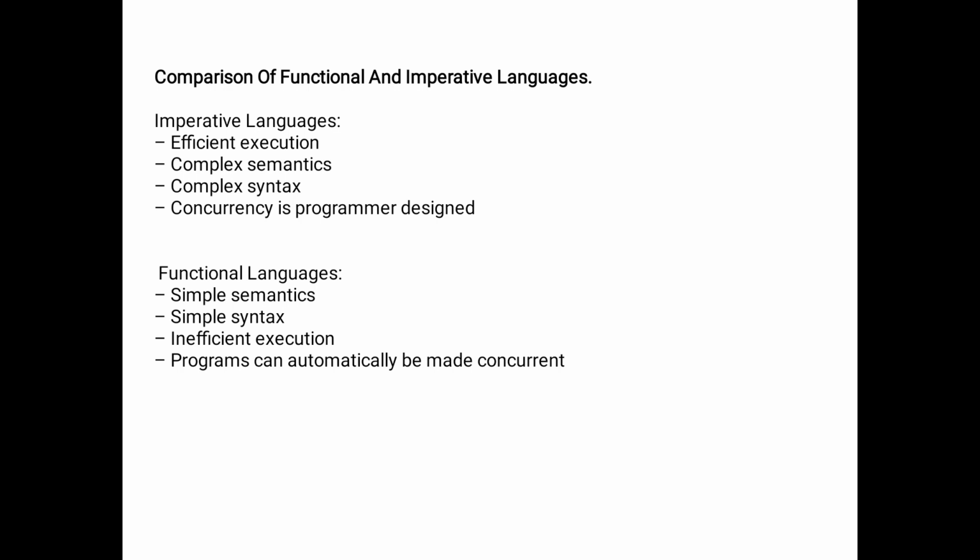Comparison of functional and imperative languages. Imperative languages: efficient execution, complex semantics, complex syntax, and concurrency is programmer designed. Functional languages: simple semantics, simple syntax, inefficient execution, and programs can automatically be made concurrent. These are the comparisons of functional and imperative languages.